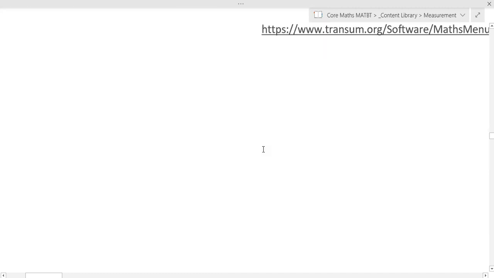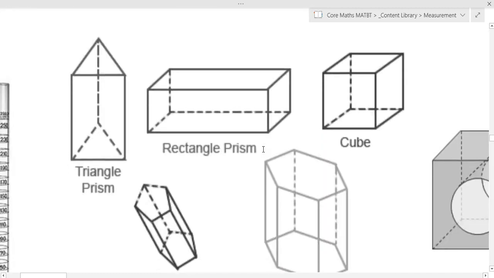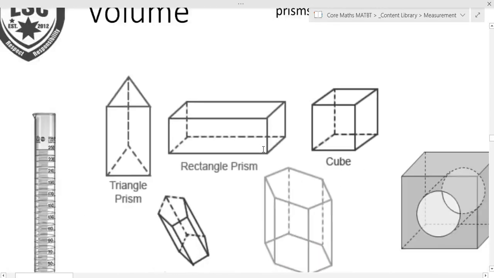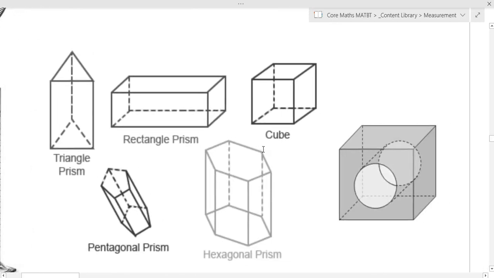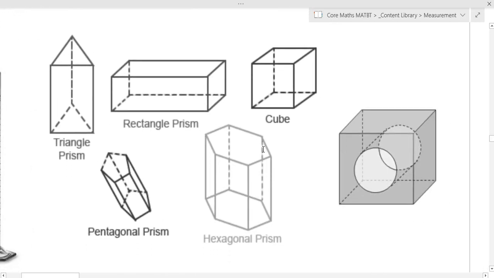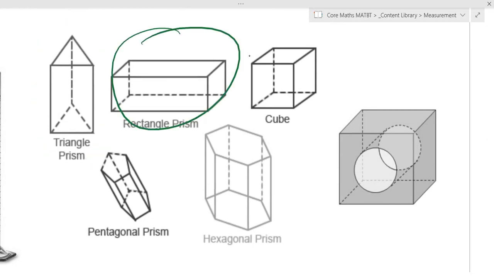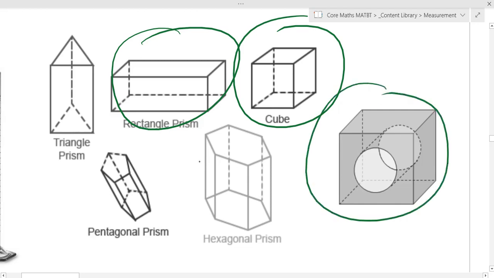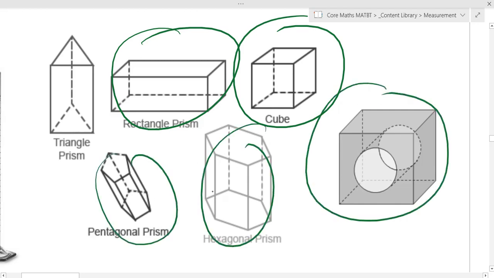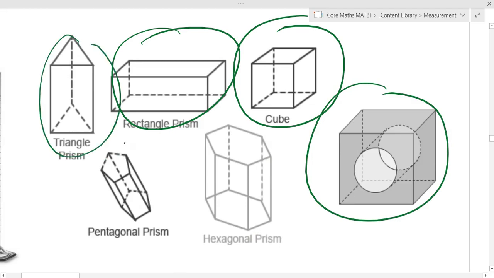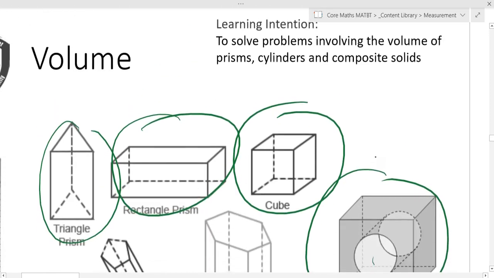But let's continue on. So the idea behind volume is basically the space inside certain shapes or certain 3D shapes. So these are the shapes that we're going to be looking at: your triangular prisms, your rectangular prisms, your cubes, and these shapes here. We probably won't really be looking at your pentagon and hexagonal prisms, but mainly these four. So triangular prism, rectangular prism, cubes, and all composite shapes like this. Okay. And again, our intention is to try and solve the volumes in these shapes.